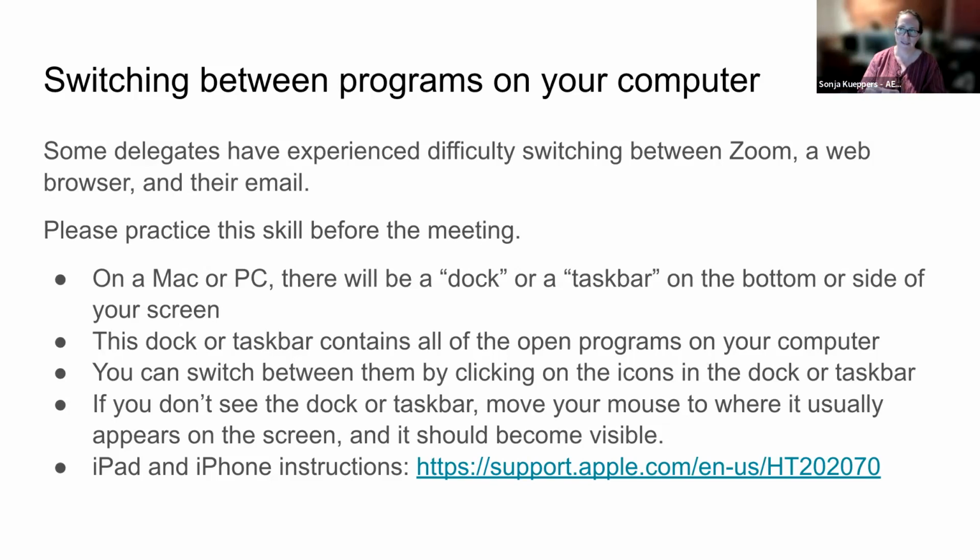So to give a little bit of information about what you should be looking for, if you're using a Macintosh or a PC, there's going to be a dock or a taskbar that's going to be either at the bottom of your screen or on the side of your screen that contains little icons for all of the programs that are running on your computer at the present time. And it also probably has some icons for programs you use frequently.